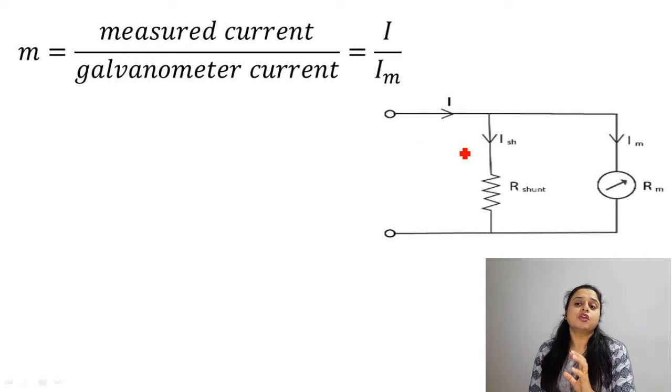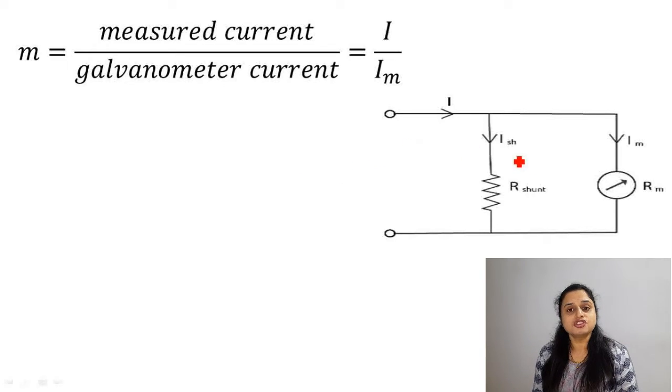Now to find the multiplying factor, first consider this diagram, where these two are the parallel branches. In parallel branches, we know that the voltage drops across the branches are the same. So the voltage drop across this shunt branch and the voltage drop across this meter will be the same. Voltage drop is nothing but the product of the current and the resistance.